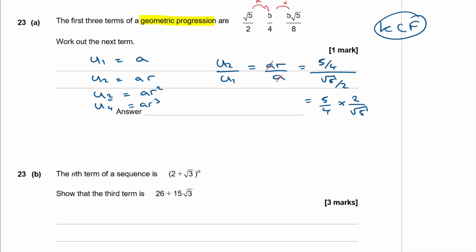Can I cancel anything? Just cancel those two first. It's going to give me 1 and 2. So I'm going to end up with 5 over 2 root 5, okay, as my common ratio.